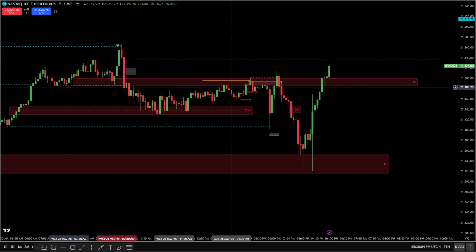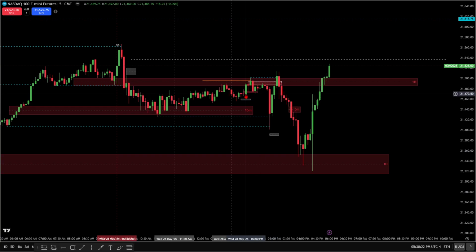So, got the expansion lower, taking out these lows. That's one. Again, deep retrace, 15 minute, lunch, moving against all this liquidity we created with our sell side move in AM session. Algorithm kicks back in.